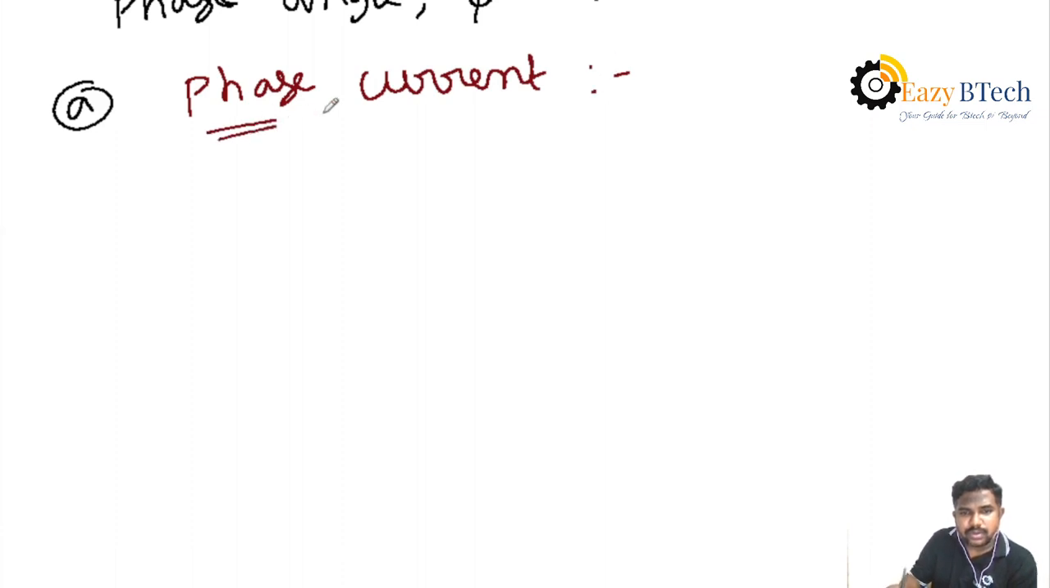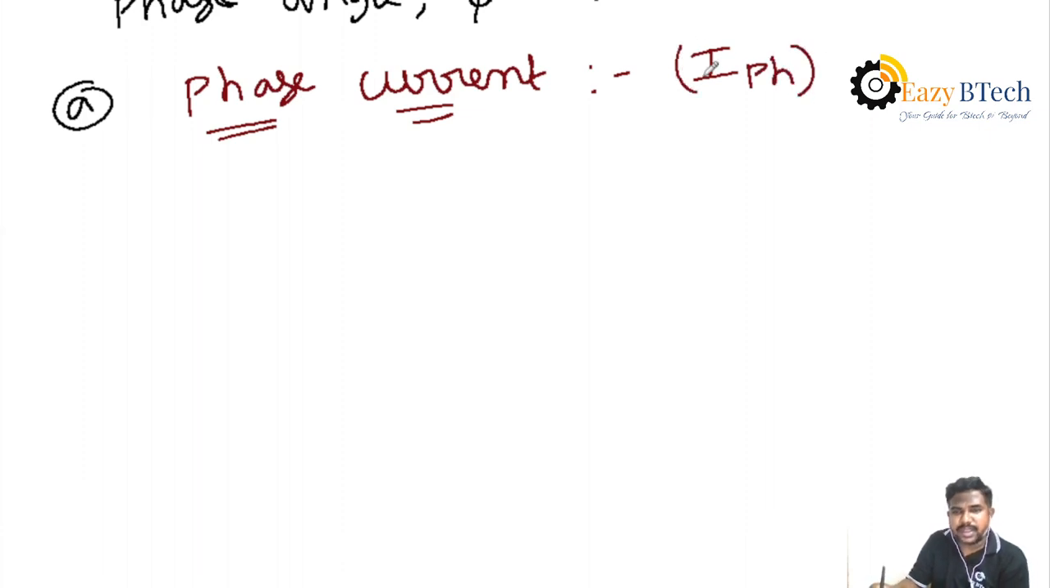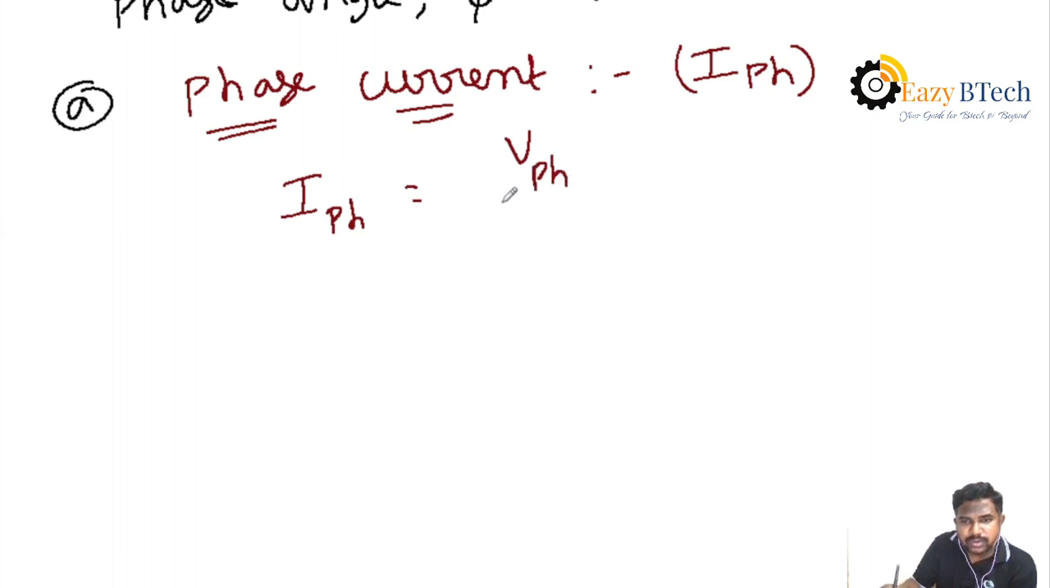That is the first value we have to find out: the phase current, which is represented by IPH. According to Ohm's law, V equals IZ. From that, the value you have to calculate is the phase current IPH, that is the phase voltage divided by the phase impedance, V by ZPH.